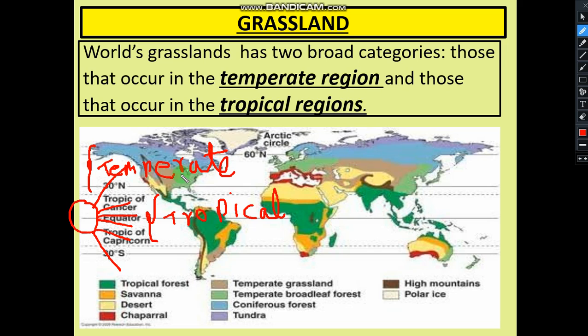As you can see, the whole of Europe, the whole of America, this Russian territory, this whole region falls in temperate region. And this is tropical region: South America, the whole of Africa, half of India and Sri Lanka, Australia. These regions fall into tropical region. So this region will be known as temperate region and this region will be known as tropical region. Okay, now let us talk about temperate region.